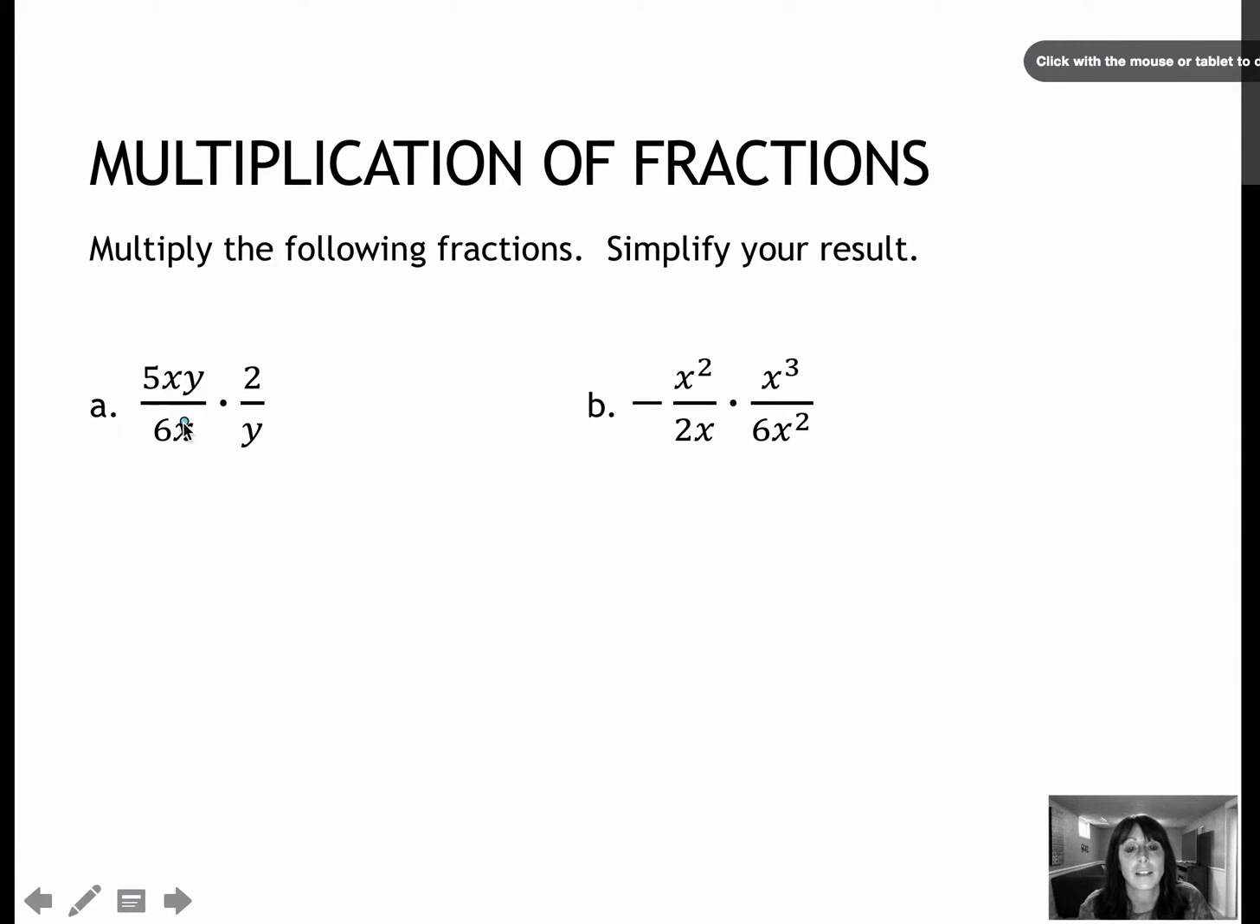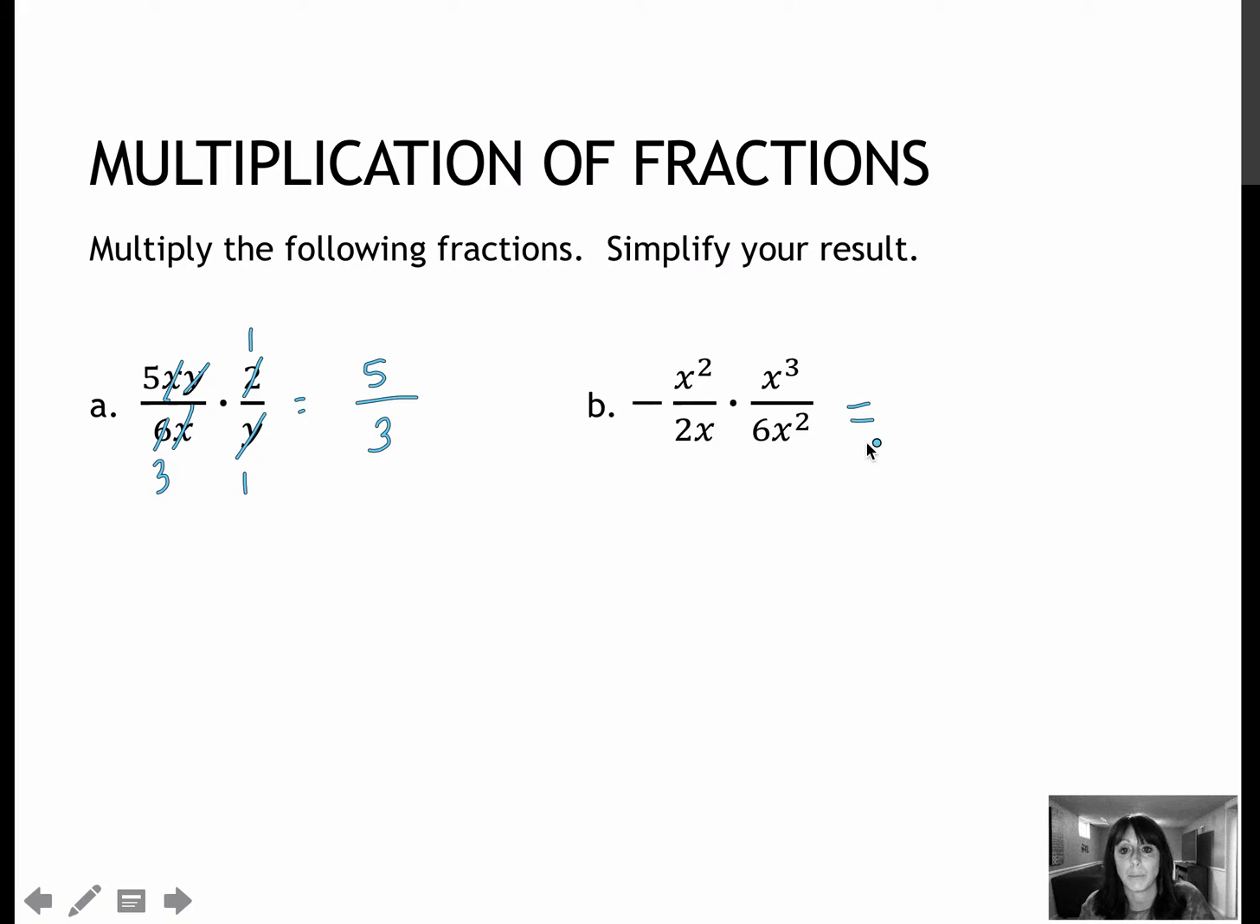So I see that I have an x on top and on bottom. That can be reduced. I know that 2 and 6, that 2 goes into both of those values. So I will divide 2 by 2 to get 1 and 6 by 2 to get 3. And I also see that I have a y on top and on bottom, and those can be canceled, which leaves me with 5 times 1 on the top, or 5, and 3 times essentially 1 on the bottom, which is 3. So my result is 5/3.